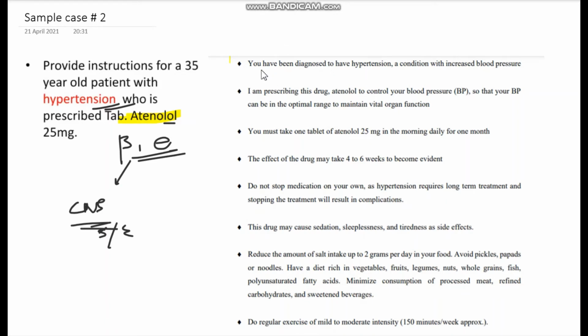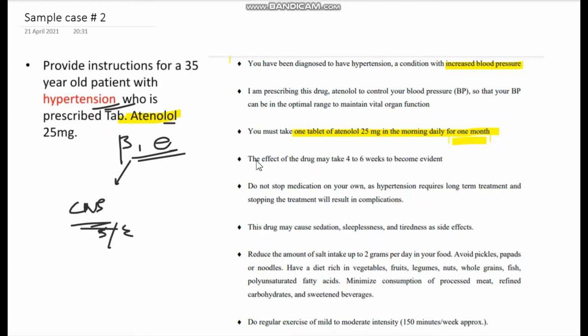You will just tell him that you have been diagnosed with a condition of increased blood pressure, and I am prescribing this drug which is going to control your blood pressure. Okay, you must take it. This is the specific instruction: one tablet of atenolol in the morning daily. You are prescribing this one for 1 month now, because you might want to assess the patient after 1 month and see if the drug is specifically helpful in this patient, or you have to change. So that's for 1 month you're giving.